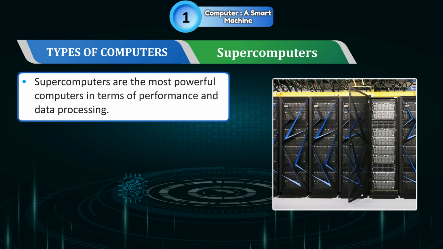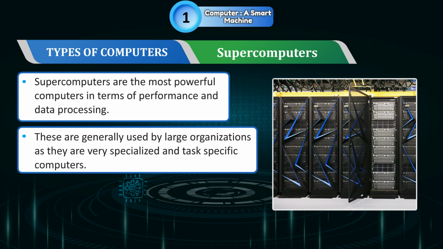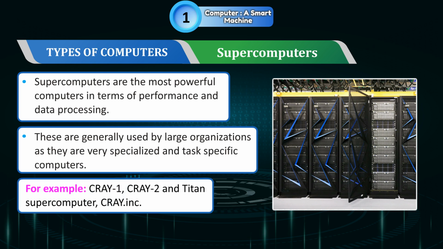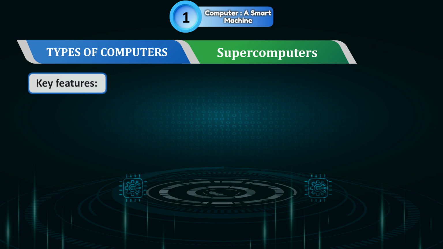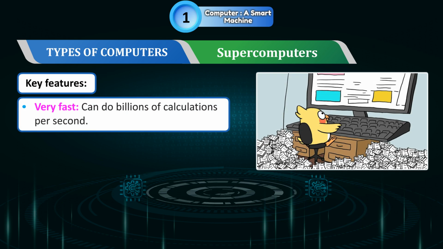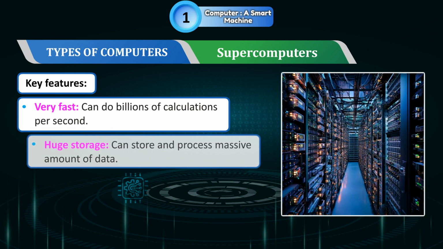Supercomputers. Supercomputers are the most powerful computers in terms of performance and data processing. These are generally used by large organizations as they are very specialized and task-specific computers. For example, Cray 1, Cray 2, and Titan supercomputer, Cray Inc. Key features: very fast, can do billions of calculations per second.